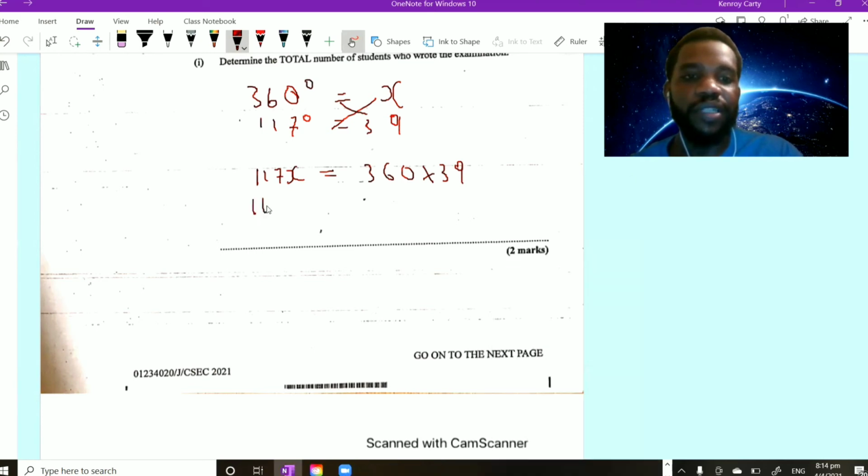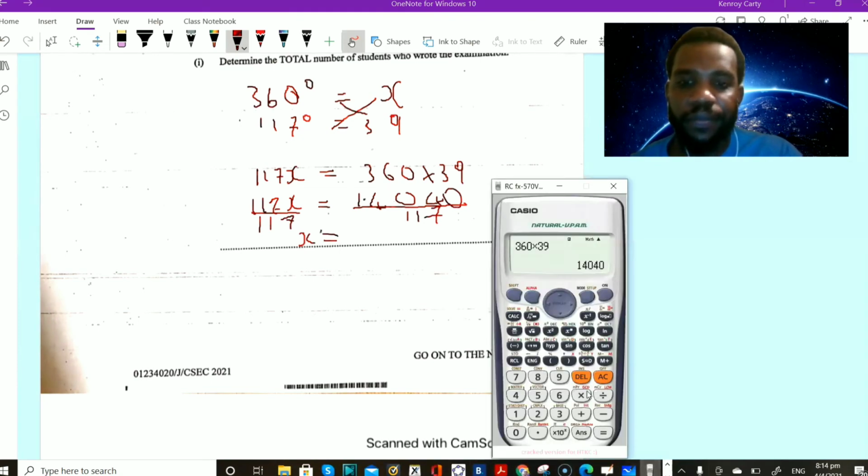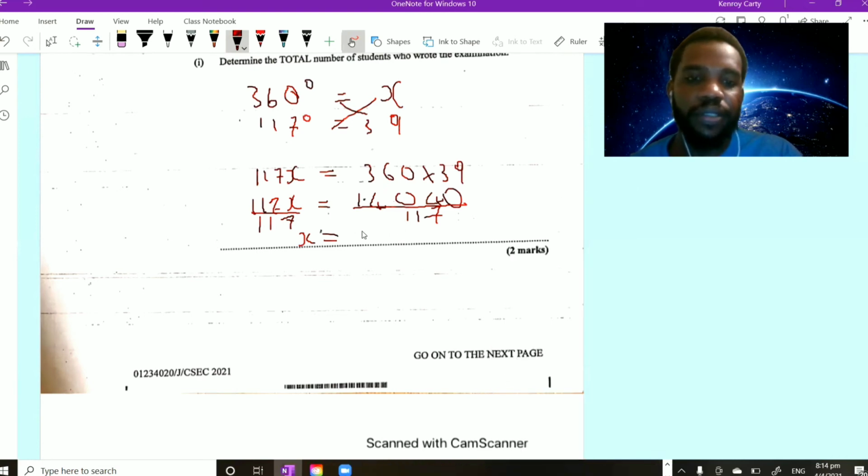So I'm going to have 117x is equal to 14,040. We want x, so we're going to have to divide both sides by 117. All right, over 117. So x is equal to, let me pull up back my calculator and see what my calculator is saying. All right, so divided by 117, that's 120. So this is equal to 120. And you can write a statement. So therefore, there are 120 students in all, right? Just put that down there.